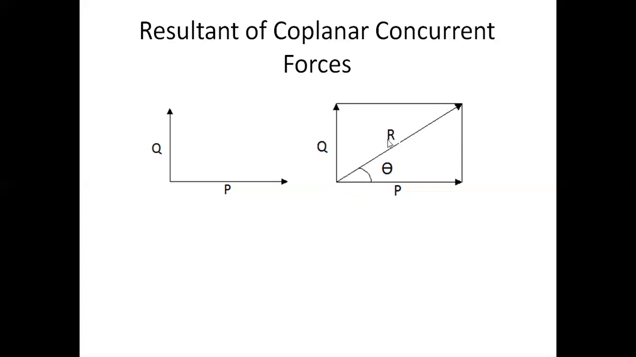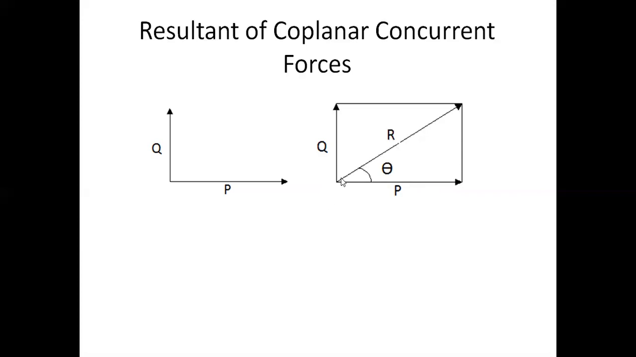So we have to find out a single force R, that is a resultant force, by replacing P and Q, which will have the same effect on the body as the P and Q give. So R is a resultant force by replacing P and Q, and let us suppose that this resultant force will make an angle of theta with the P like this. So now let us try to find out the value of R.